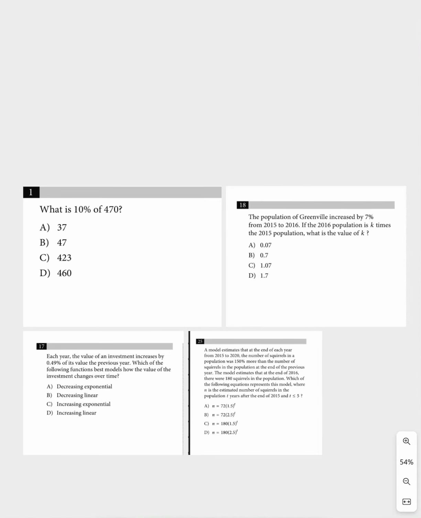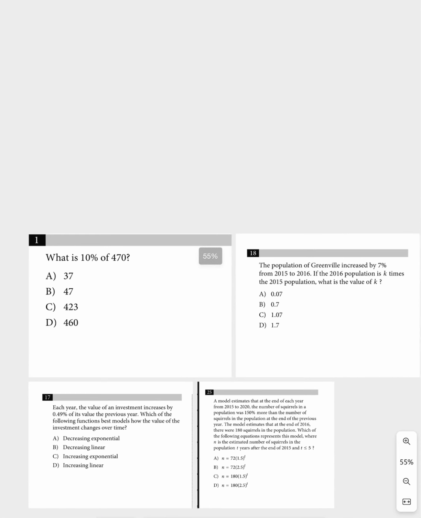First, before we begin, there's some formulas that we should know. So when you see the word "of," kind of like in this question 1, "of" just means to multiply. So this is the easiest type of question. When you see questions like number 1, 10% of 470, it just means, in other words, multiply by 10%.